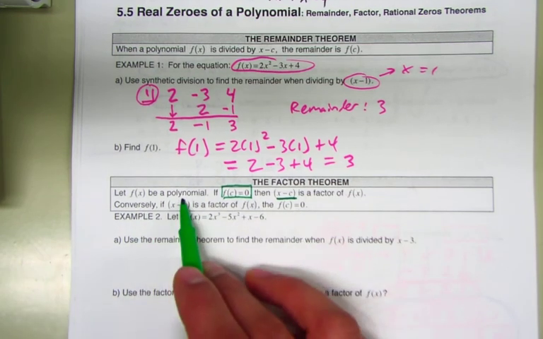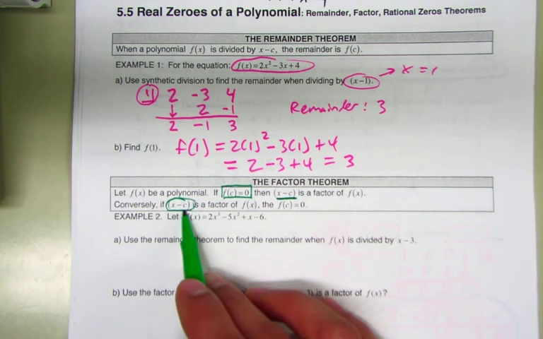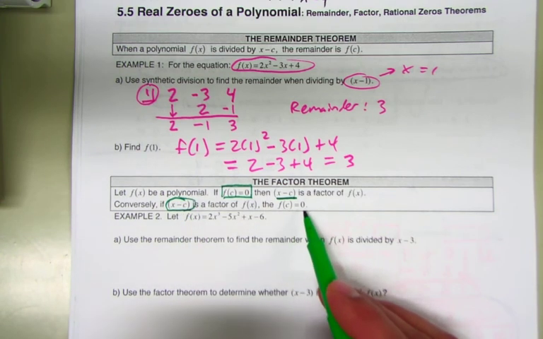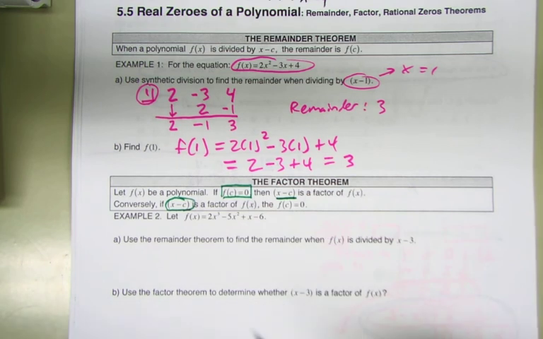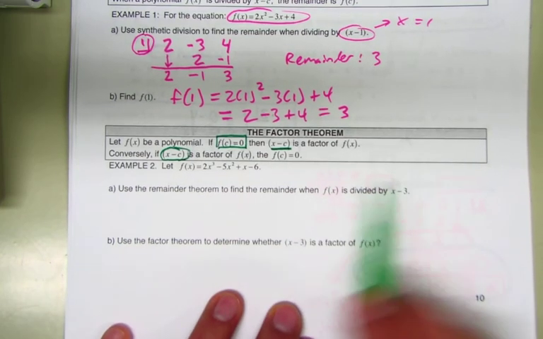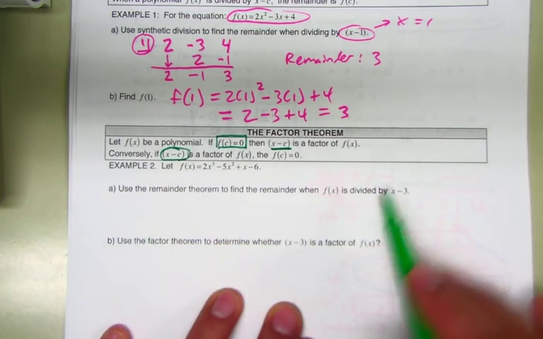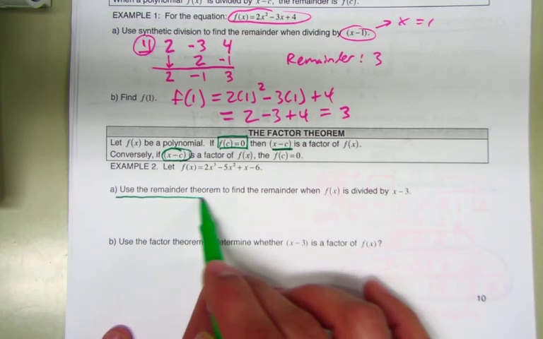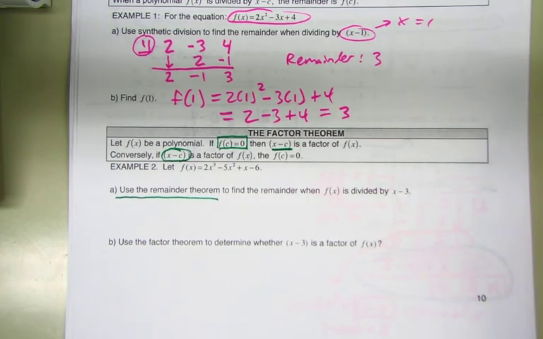The other way around, this one should make sense. If x minus c is a factor, then obviously if I plug c in, I should get 0. That's the whole point. Okay? Now how can we use this? Let's go to part A. Let's find the remainder. Take 10 seconds, 20 seconds, however you want to do it. Synthetic, or if you want to do the remainder theorem. I'm not going to care whether it's remainder theorem or not. Just find the remainder on your own.